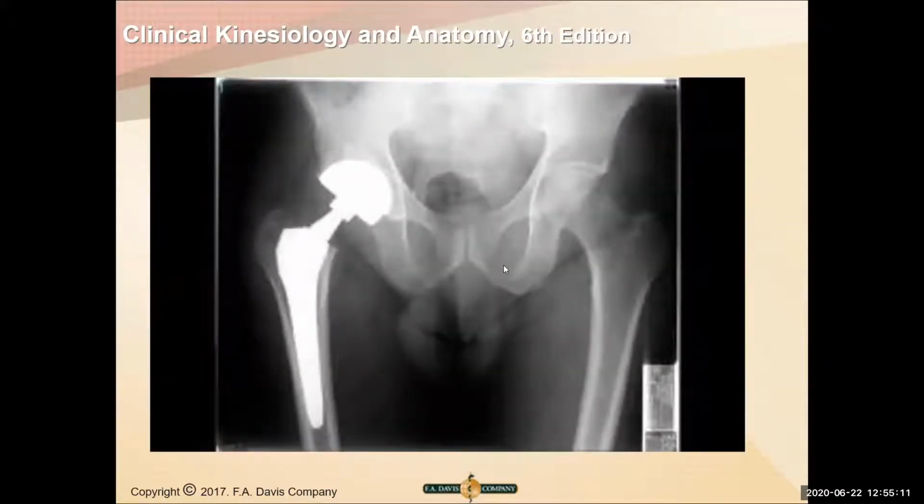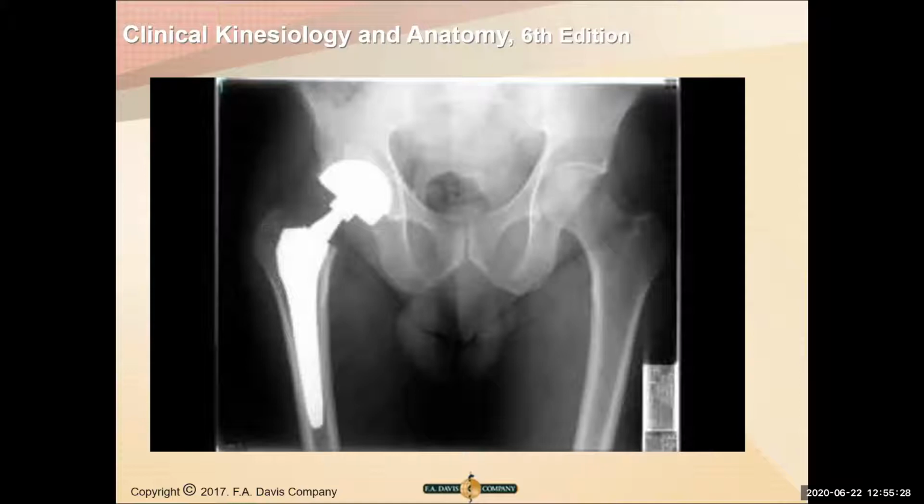So here's your traditional total hip replacement. This one has an acetabular component as well as a femoral component. The term for a total hip replacement is a total hip arthroplasty, a THA. THR is just a common term we use.